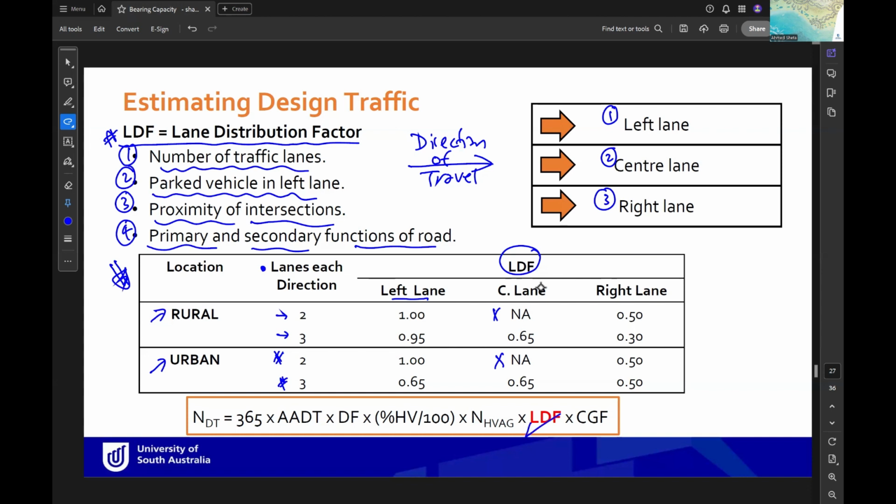So this is the LDF factor. Again, depending on the number of lanes per direction of the route, the factor will be given depending on the lane and how many lanes per direction, the parked vehicles on the left, proximity or possibility of intersection, and the function of the route. Okay.